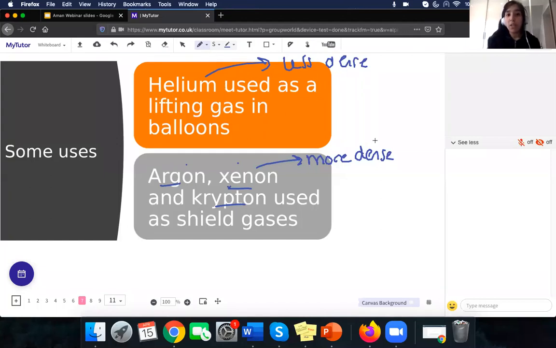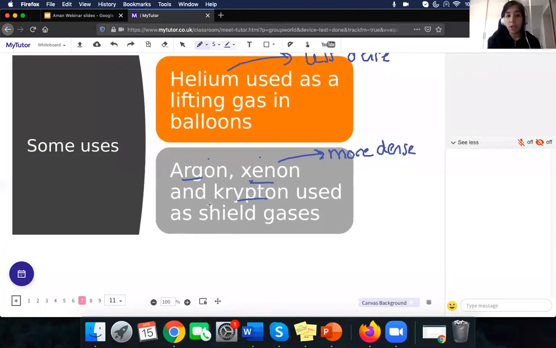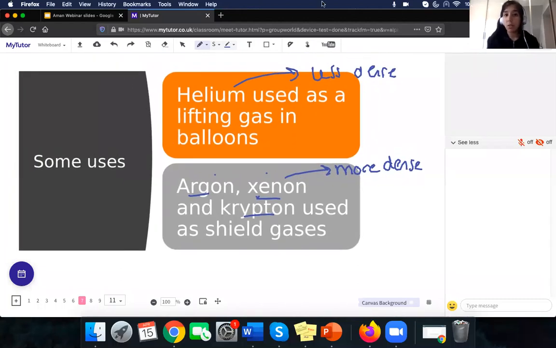So radon is a radioactive noble gas, so it's very rarely used because it's not safe. It's the only radioactive noble gas. Okay, so let's do some questions then. So before we move on though, does anyone have any more questions about noble gases?